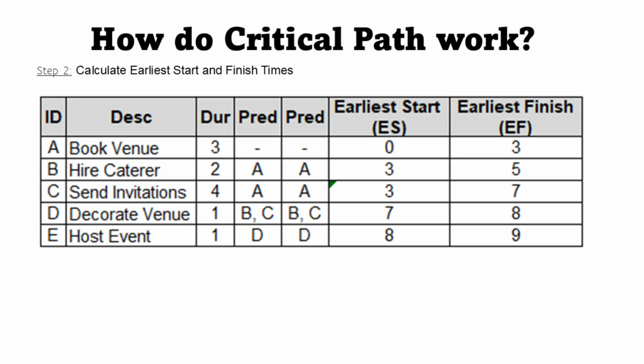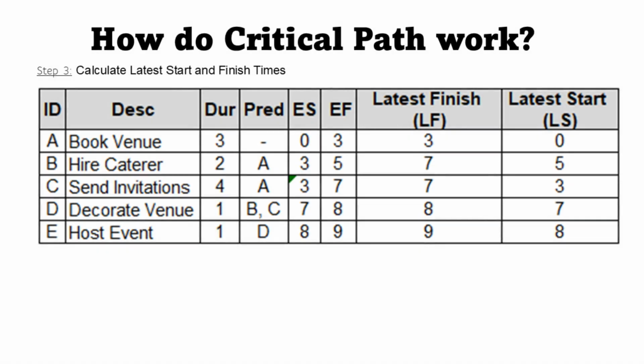Task D, decorate, needs both B and C done, so it starts at the later finish, day 7, adds 1 day and hits 8. Task E, host, follows D, starting at 8 and ending on 9. Earliest start, just subtract the duration from earliest finish for each task. This forward pass shows your fastest timeline. Pretty cool, right? Step 3.